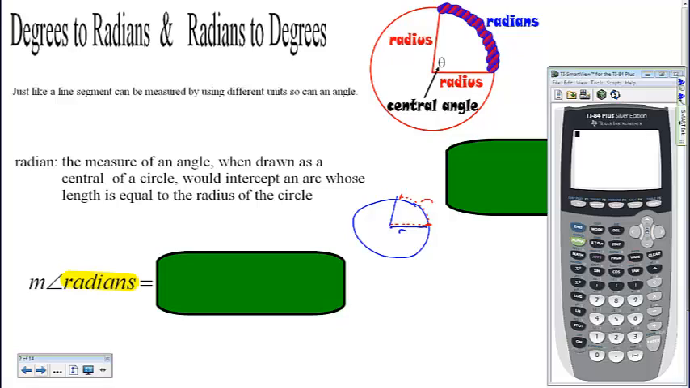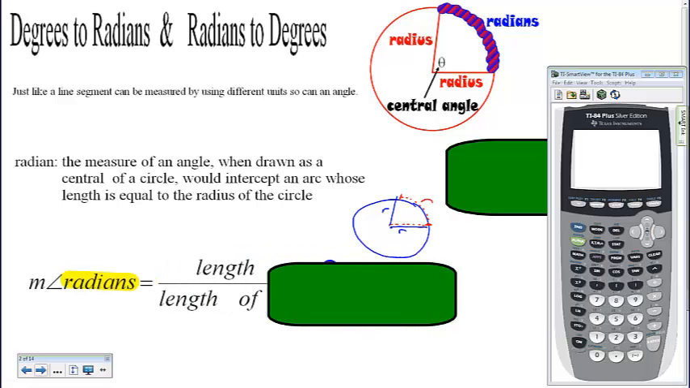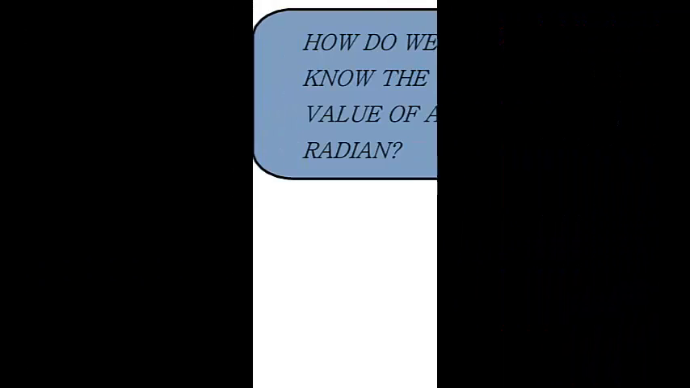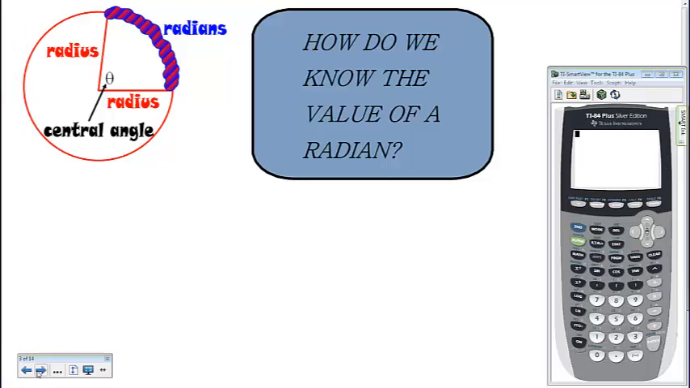Draw a second radius to the other edge of that arc, and you have an angle whose measure is equal to 1 radian. Thus we can see that the measure of an angle in radians is going to be equal to the length of the arc over the length of the radius. How do we know the mathematical value of a radian?